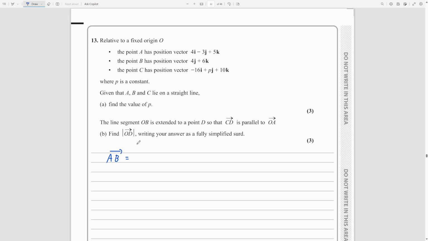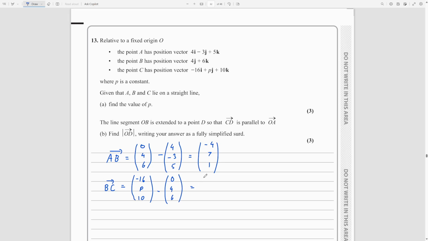So I prefer to do this in columns. I find it a bit easier. So it's 0i, 4j, 6k, minus A, which is 4 minus 3, 5. And we get negative 4. 4 minus minus 3 is 7. 6 minus 5 is 1. Now, what do we get when we do B to C? It's the position vector of C, minus 16, P, 10, minus the position vector of B, which is 0, 4, 6. That gives us minus 16, P minus 4, and 4.